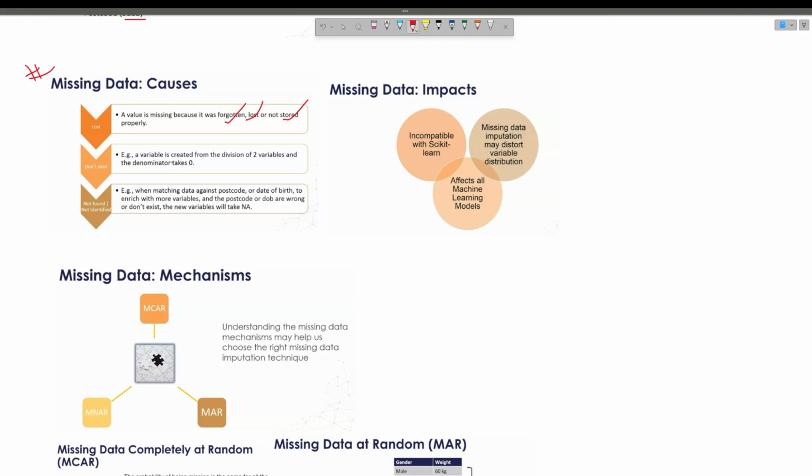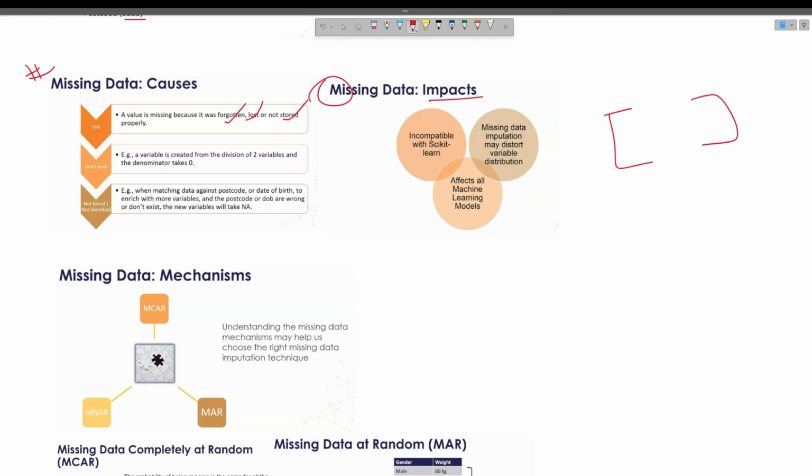Another case is when a variable is created from the division of two variables, and the denominator takes 0. There are a lot of reasons: the value doesn't exist, was lost, not found, or not identified. These are the reasons a value might not be in a CSV. But the impact is important. You have to understand why it is important to acknowledge that we have some missing data, and how it impacts us.